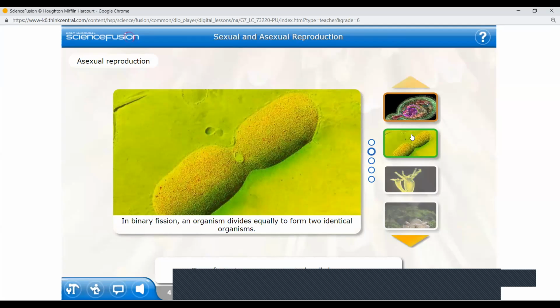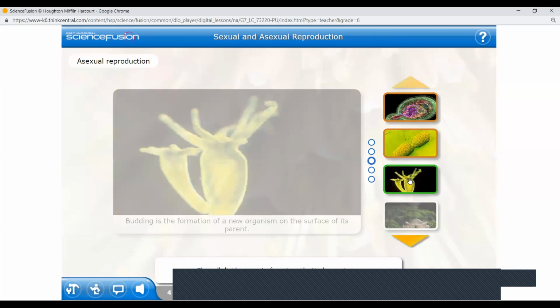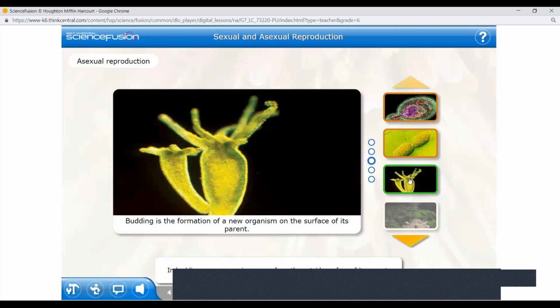Binary fission is common among single-celled organisms. The cell divides once to form 2 identical organisms. In budding, a new organism grows from the outside surface of its parent. Organisms such as hydras and yeasts reproduce by budding.